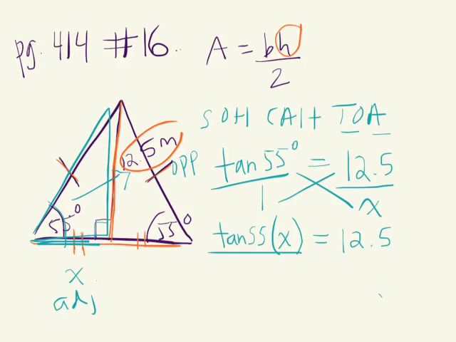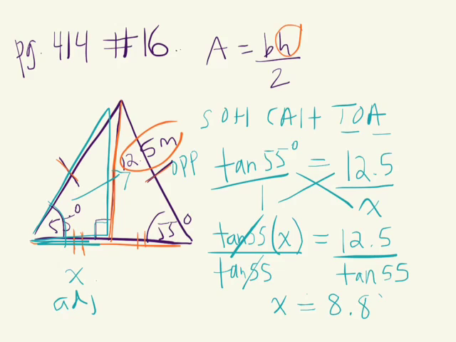How do I get rid of this? What do I have to divide by? Tan 55. This cancels out. We're going to divide this side by tan 55. And we're left with x is approximately equal to 8.8 meters. So that means this section is equal to 8.8, and this portion is equal to 8.8.